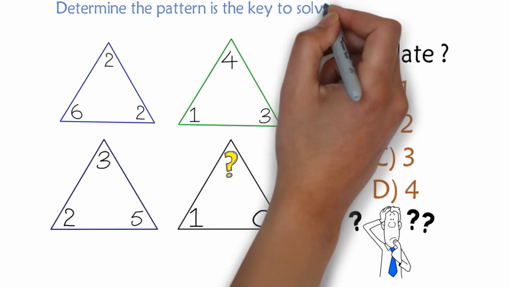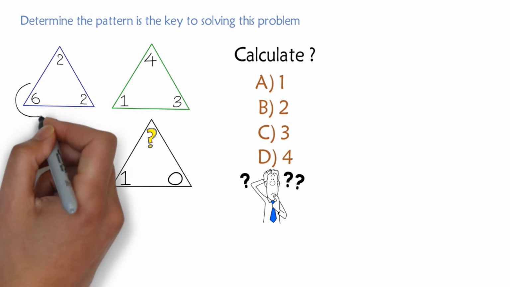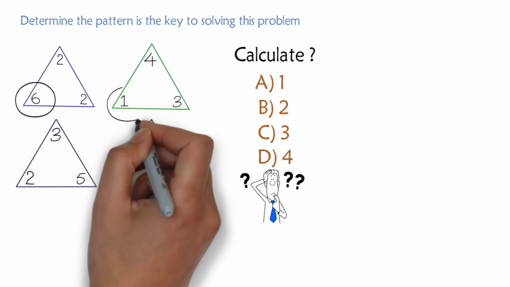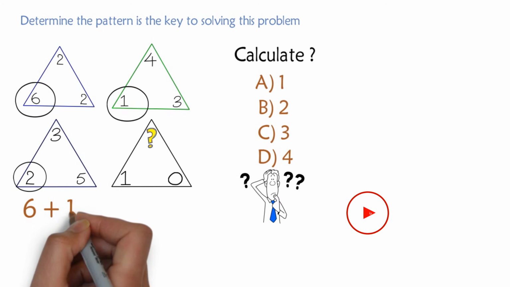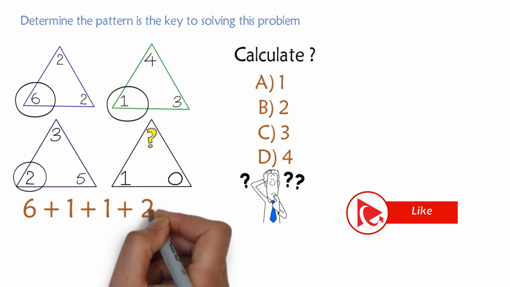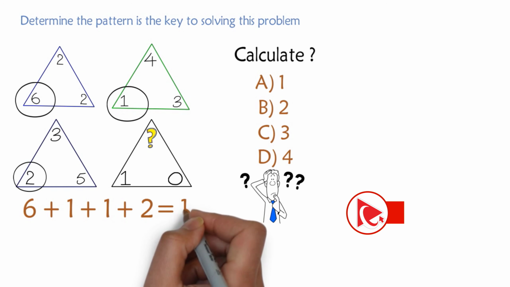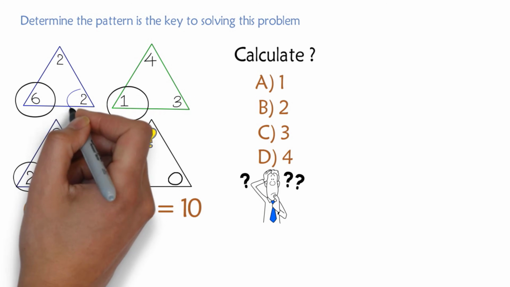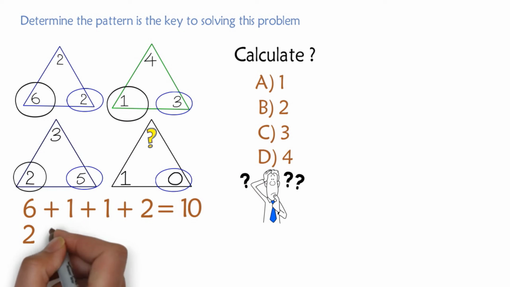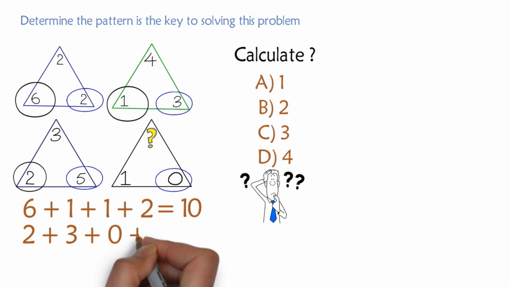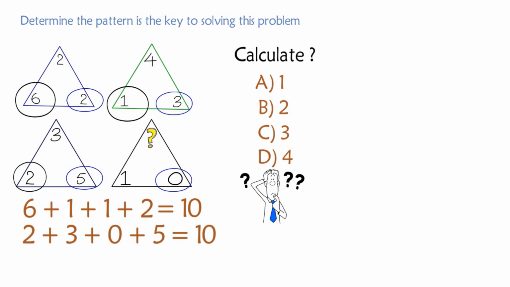Determining the pattern is the key to solving this challenge. For example, if you add up the numbers in the lower left corners, 6 plus 1 plus 1 plus 2 in all triangles, you will get the sum of 10. The same thing happens when you add up the numbers in the bottom right corners of the same triangles. 2 plus 3 plus 0 plus 5 also equals 10. So the same logic can be applied to the upper right corners of the triangles.